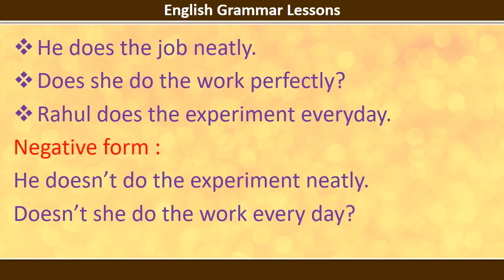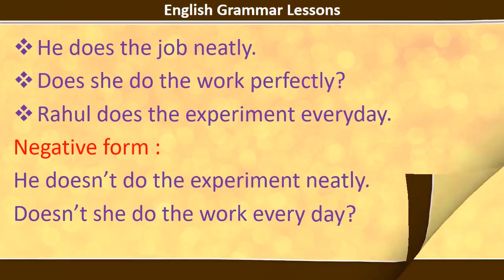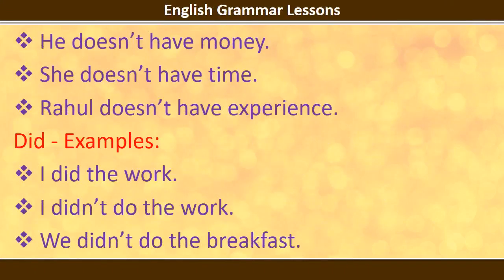Okay, friends. He doesn't have money. She doesn't have time. It is a negative form, so we are using he doesn't have, she doesn't have, Rahul doesn't have, it doesn't have.